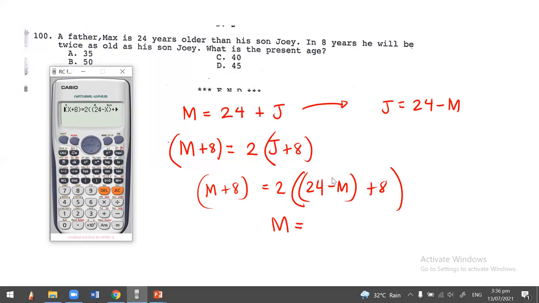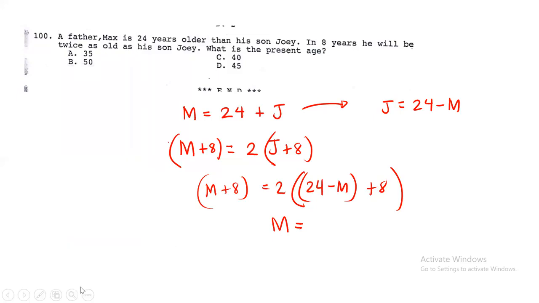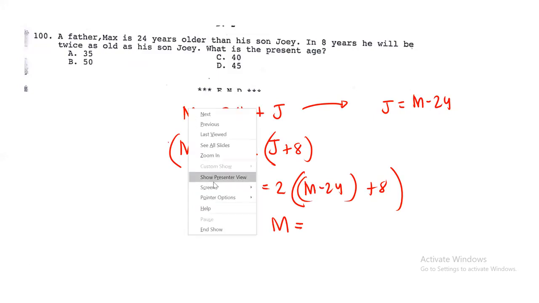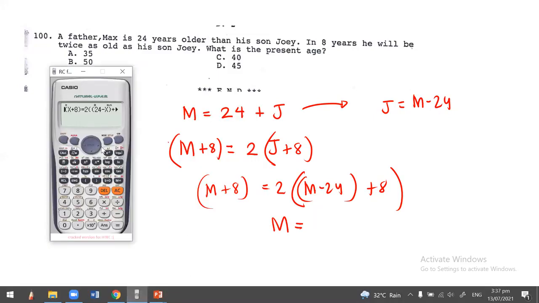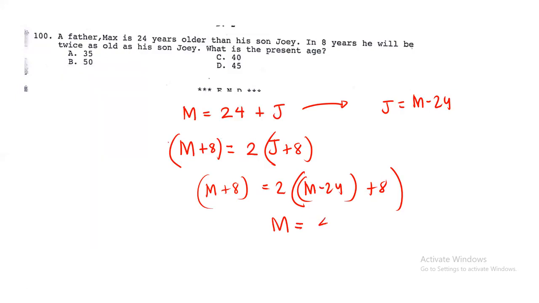So 24 minus J is equal to M minus 24. It's reversed here, so M minus 24. That's why. So M minus 24. Let's solve for X minus 24. So 40. So 40 years old. So the answer is letter C.